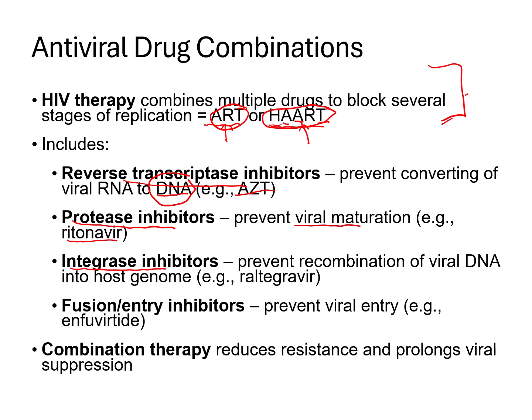Integrase inhibitors prevent the viral DNA from integrating into our chromosome after the virus has already converted the RNA to DNA. And we also have fusion or entry inhibitors that prevent the virus from either binding to our cells or prevent the envelope of the virus from fusing with our cell membrane. So combination therapy prevents resistance and prolongs viral suppression.